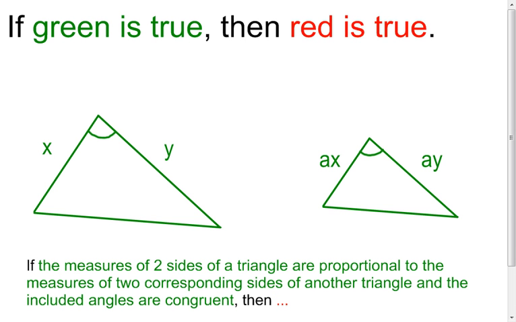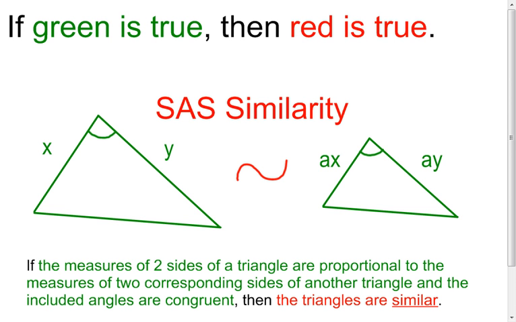Now my last one, and this one, notice I have 2 sets of sides, the X and Y on the triangle on the left. Those are going to be proportional to the 2 sides on the triangle on the right here. I've multiplied both by A, so they're proportional, and notice the included angles are congruent. Now if that's the case, then I'm going to know my triangles are similar, and this is the SAS Similarity.